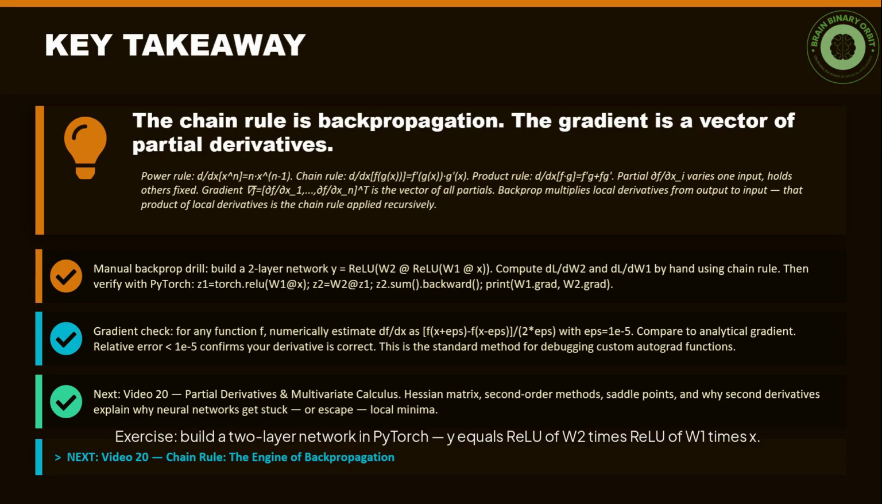Exercise. Build a 2-layer network in PyTorch. y equals relu of W2 times relu of W1 times x. Compute the gradients by hand using the chain rule for each layer. Then run backward and compare W1.grad and W2.grad to your hand computation.